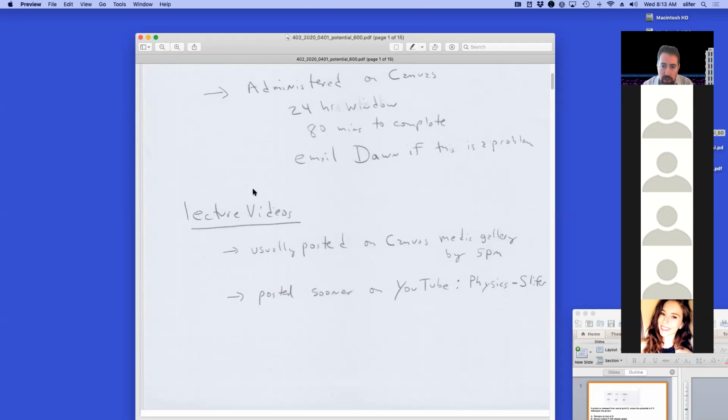So once you start it, you want to finish it within 80 minutes, but you can start it at any point during that 24 hours. That's to try to accommodate people that are in different time zones, and if you have internet problems or something like that. If this still proves to be some kind of technological challenge to you, please let me or Dawn know, particularly Dawn, who's organizing this. I encourage you to send her an email. And if not, you can send me an email and I'll work with you to try to find a solution.